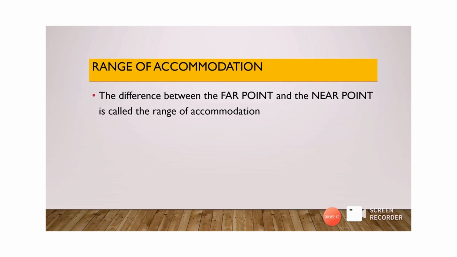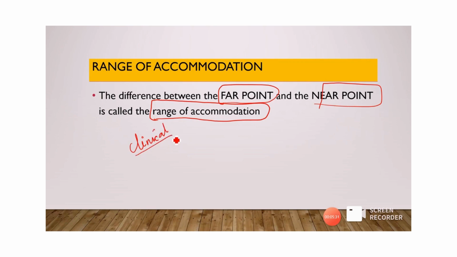So let us see what is meant by range of accommodation. The difference between the far point of the person and the near point of the person is called the range of accommodation. Now over here, I want to add a clinical point: how do we measure the near point of accommodation and the far point of accommodation?